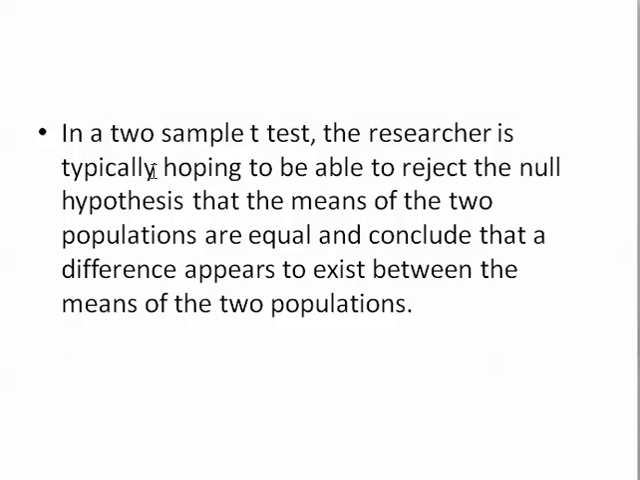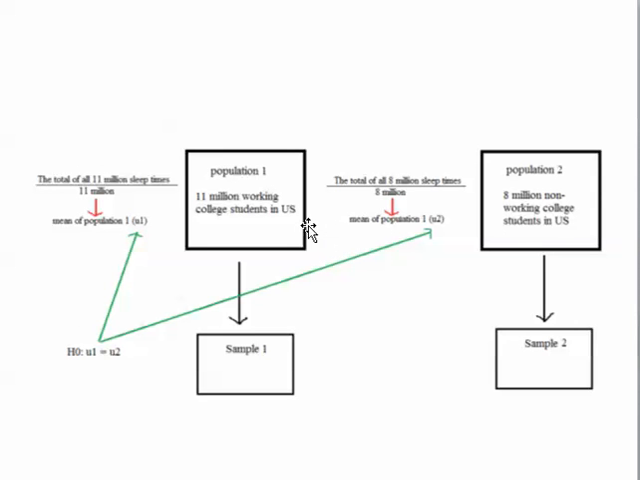And the researcher is typically hoping to reject the null hypothesis. In most studies, the researcher is hoping to reject the null hypothesis and support the alternative. So in this type of study, the researcher is probably hoping to reject the null hypothesis, meaning reject the idea that the population means are equal, and conclude that there appears to be a difference between the two population means. The researcher is hoping to reject the null hypothesis and conclude that the alternative appears to be true.